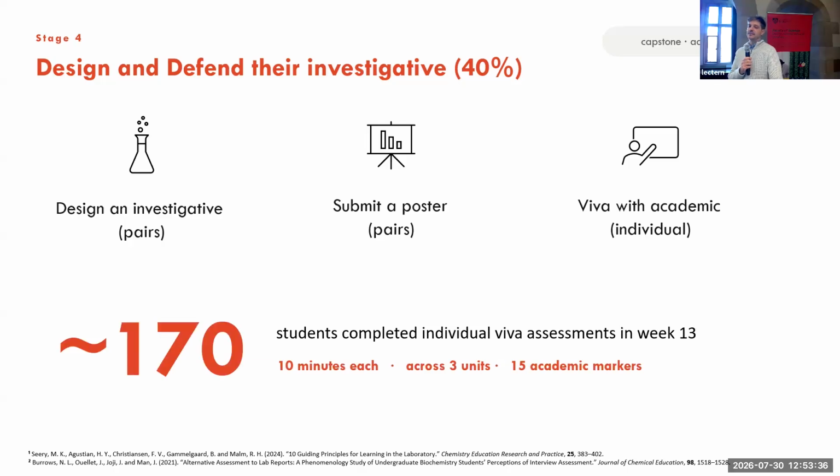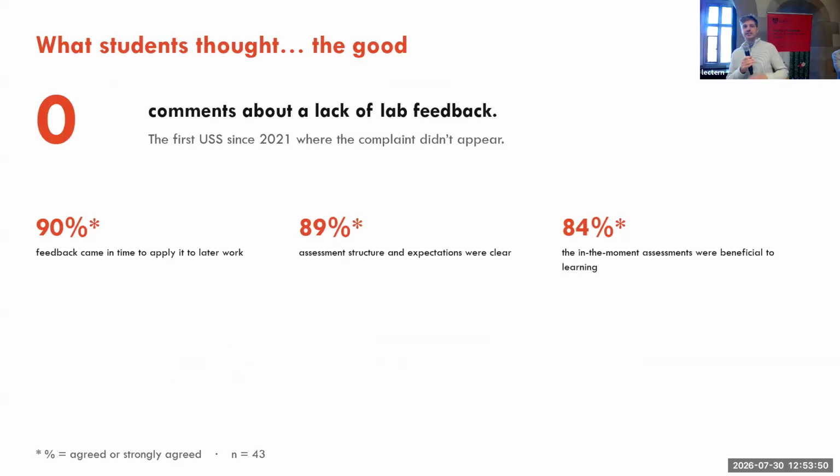We then assess that through a Viva. So that was the one in-person point of contact between our academic and the students. And this replaces a summative lab report that they used to do and was marked by an academic. Okay, so lots of places for feedback in this lab, and that's what the redesign tried to do.